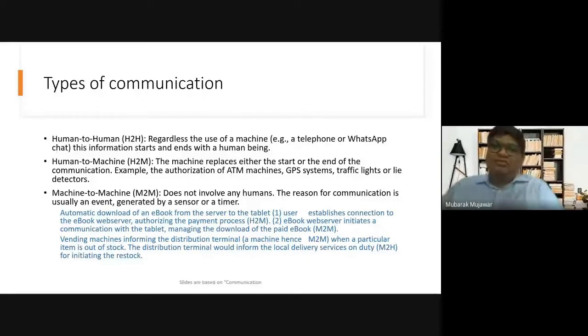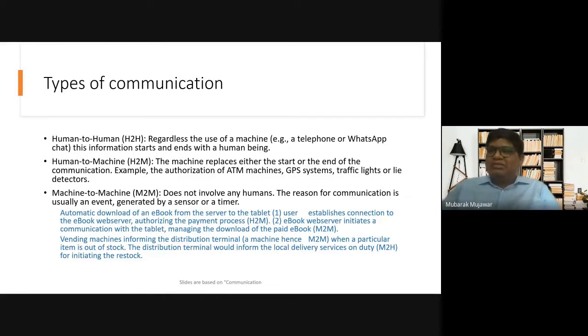And the third communication, which is of importance, is machine to machine communication. In machine to machine communication, there is no human being involved. Both the ends are occupied by machines. This type of communication happens because we set some kind of events, we set some kind of alarms or triggers which are generated by a sensor or timer.